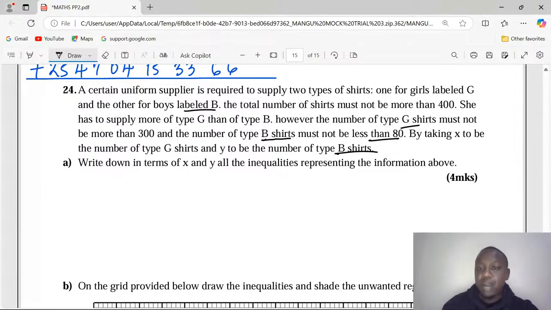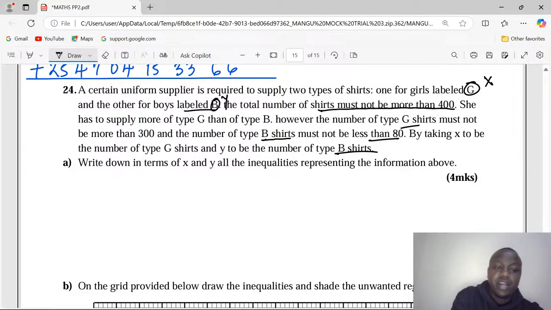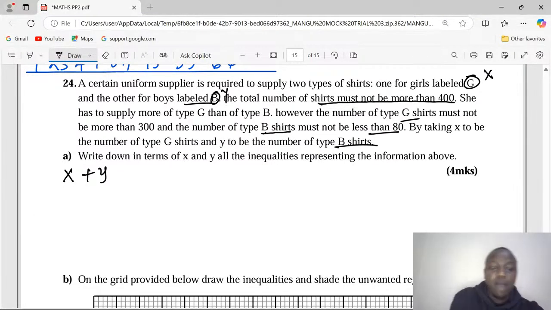So the information above is that, remember, for girls we have X, and for boys we'll be having Y. So we are saying the total number of shirts must not be more than 400. So when we take X and the other type Y and we add, it must not exceed 400. So it can be either 400 or below that. The highest it should go is 400.